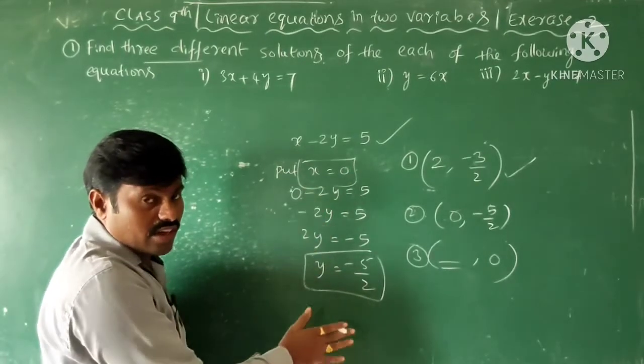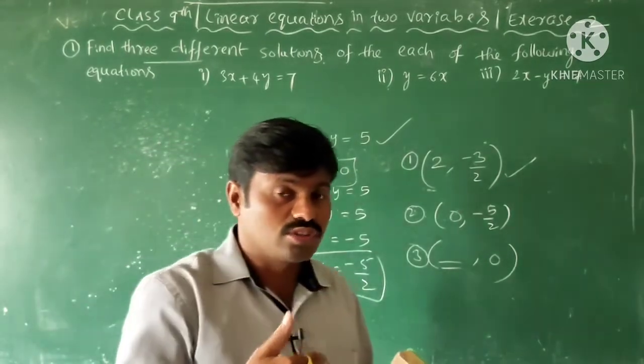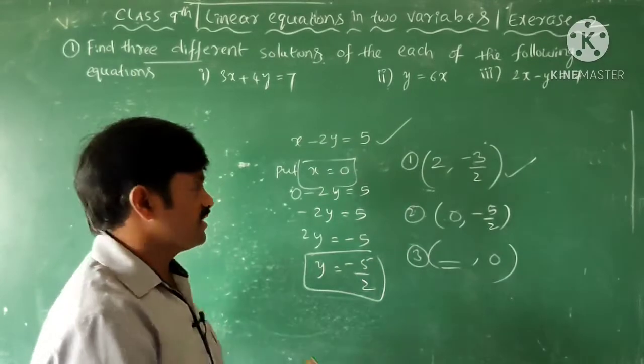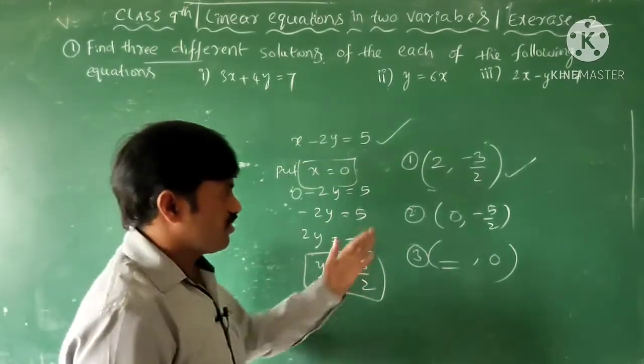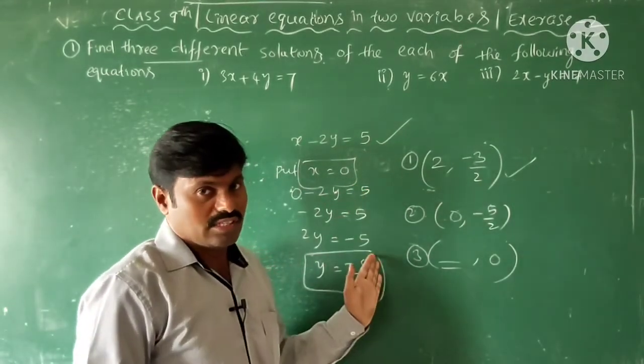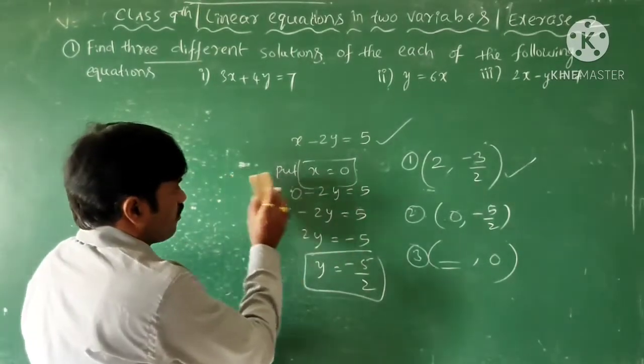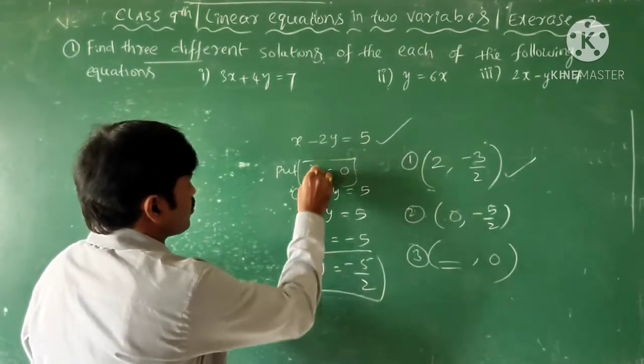So like this we have to solve. We are already very familiar with how to solve any equation in one variable, which we learned in 8th class. In the same way, we have to use the same approach here also. Now what I am going to write: put y is equal to 0.